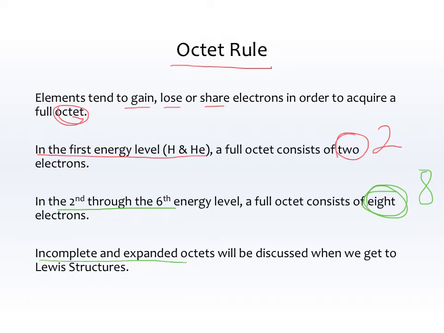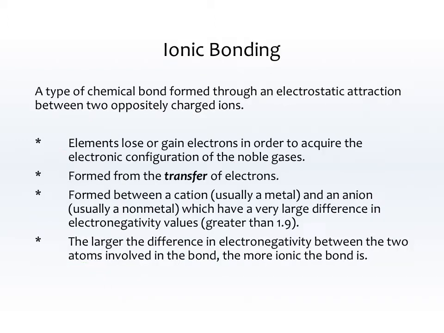Incomplete and expanded octets do exist, so that an element might have 6 electrons or 12 electrons, but that's going to be discussed in more detail much later on when we start talking about Lewis structures. Right, so ionic bonding. Ionic bonding is a type of chemical bond formed through an electrostatic attraction, think Coulomb's law. Sometimes it's called a Coulombic attraction, between 2 oppositely charged ions, hence the name ionic bonding.